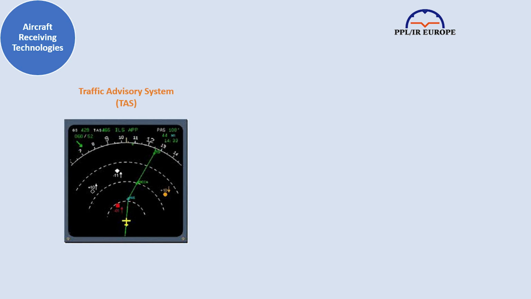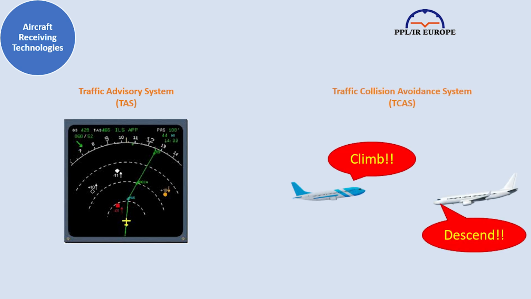While transponders were originally developed for ATC, using primary surveillance radar to be able to see and identify aircraft, systems for aircraft to see and respond to the transponder and other aircraft soon followed. These systems are called Traffic Advisory System, TAS, and Traffic Collision Avoidance System, TCAS.